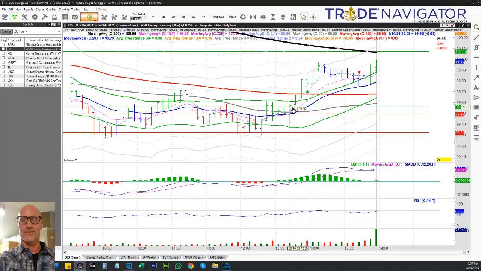So I entered here at 99.56. As soon as I enter, I always place an emergency stop, the value of 2 ATRs below my entry. The 2 ATRs at the time I took this trade was 25 cents. So I take my entry price minus 25 cents. If it goes down there at any point, I am completely out of the trade. That's my line in the sand. That is my emergency stop.